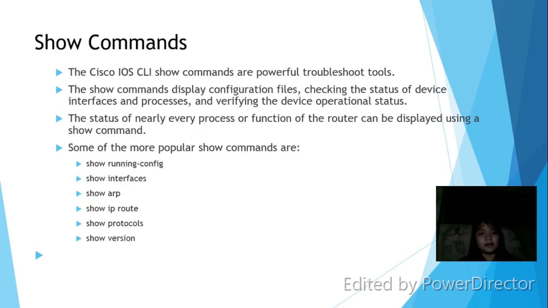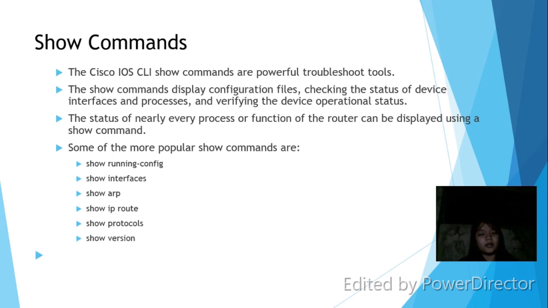The show command. So we will use this in the CLI. Here are some popular show commands. The show command displays configuration files, checks the status of devices, interfaces, and processes, and verifies the device operational status. The status of nearly every process or function of the router can be displayed using the show command. So these are the popular show commands.